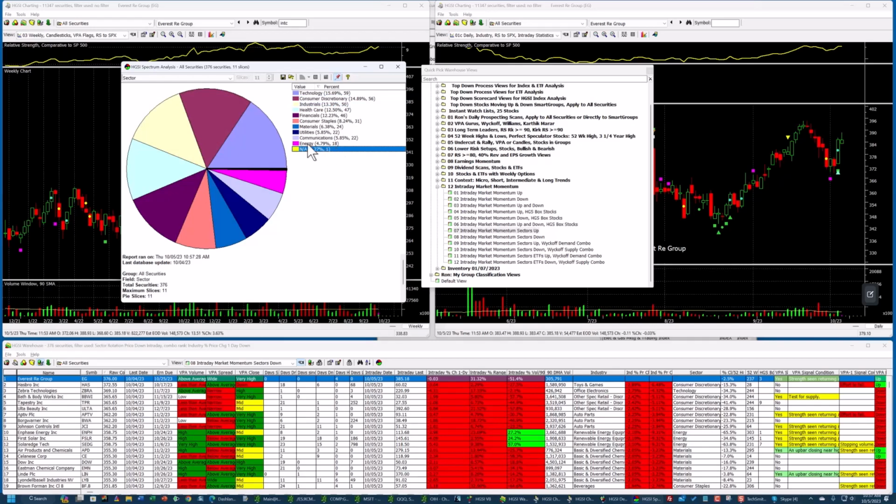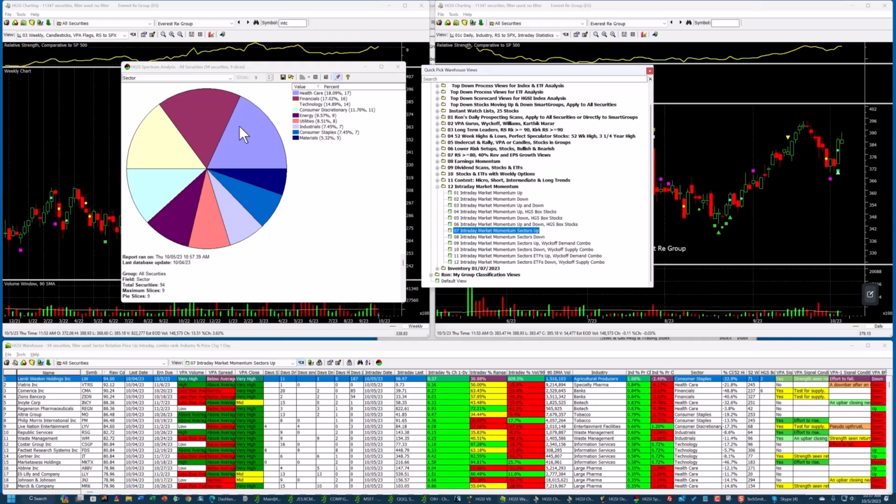This right here is an ETF, but I'm not going to talk about that right now. Let's go back to the sectors up. And once again, healthcare is a dominant sector, followed by financials. Technology has 14, not 16. So you can get a feel for the market flow based upon sectors using this pie chart.